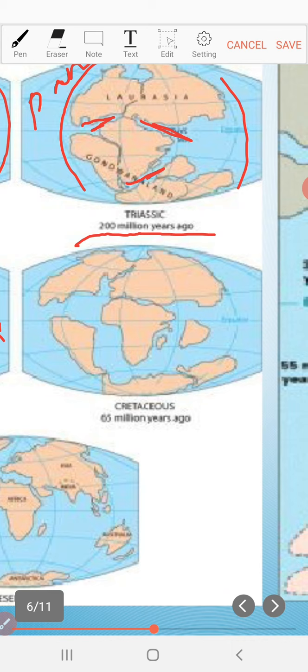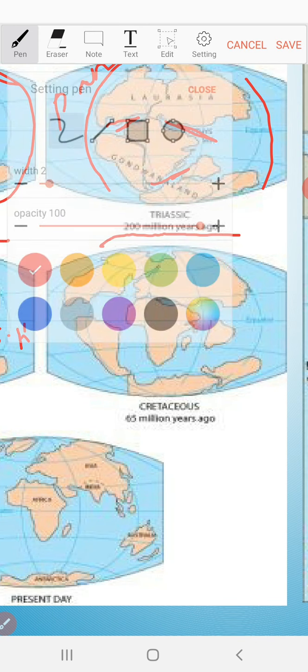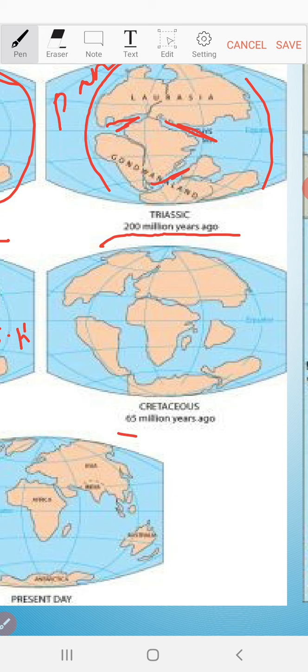Now next, you can see it is just 65 million years ago. India is still below the equator. That means it is still there in the southern hemisphere. And South America got detached from Africa.